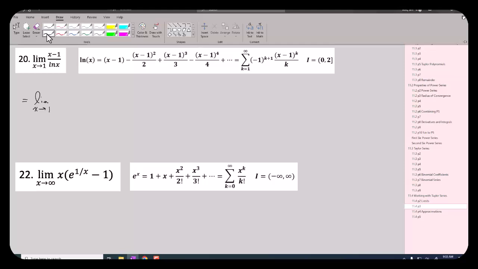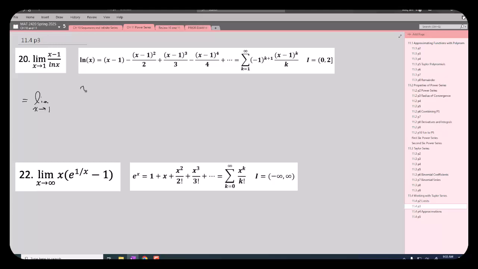Okay, so we're just going to replace the natural log of x with this power series that it's equal to. So we're going to put this into the denominator, and then we're going to simplify and evaluate.